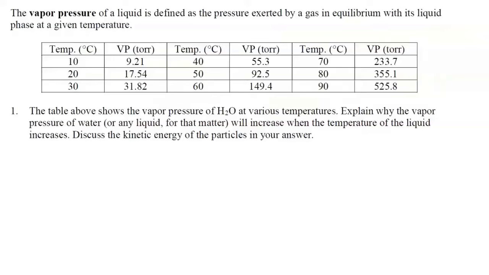Number 1. The vapor pressure of a liquid is defined as the pressure exerted by a gas in equilibrium with its liquid phase at a given temperature. The table above shows the vapor pressure of water at various temperatures. Explain why the vapor pressure of water, or any liquid for that matter, will increase when the temperature of the liquid increases. Discuss the kinetic energy of the particles in your answer.